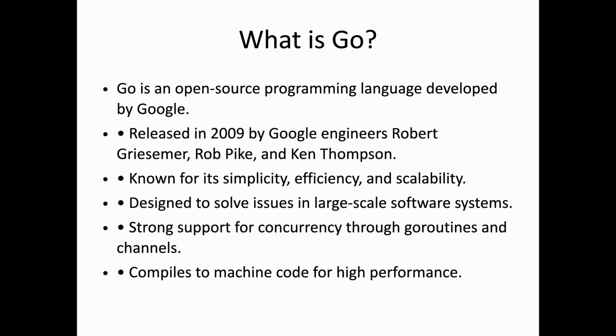Go is basically an open source programming language which is developed by Google. It was released in 2009 by some Google engineers named Robert Griesemer, Rob Pike, and Ken Thompson. Go is basically known for its simplicity, efficiency, and scalability. These are the properties of the Go language, and it was designed to solve issues in large-scale software systems.